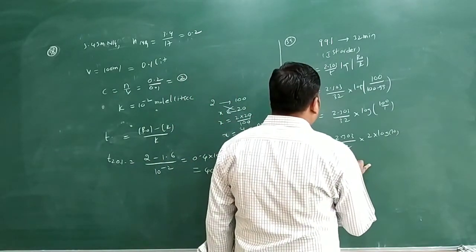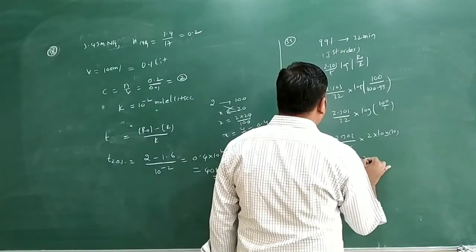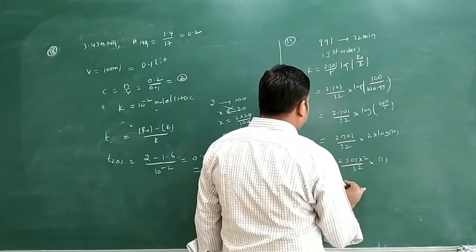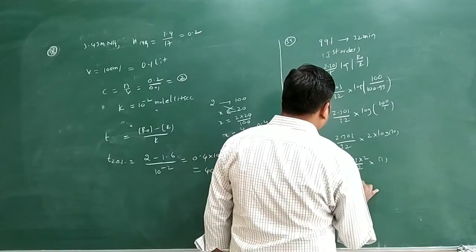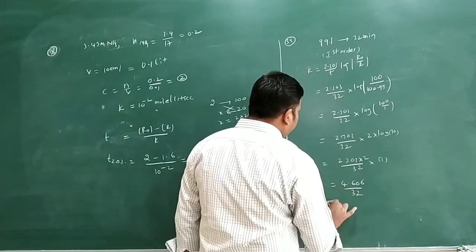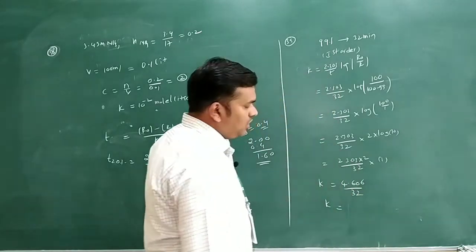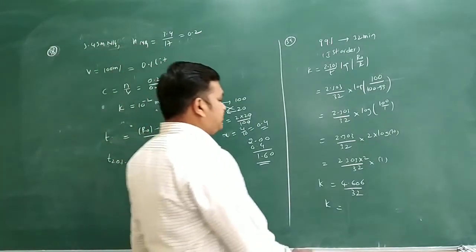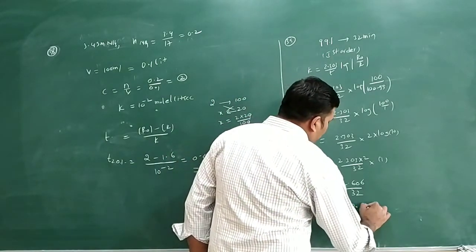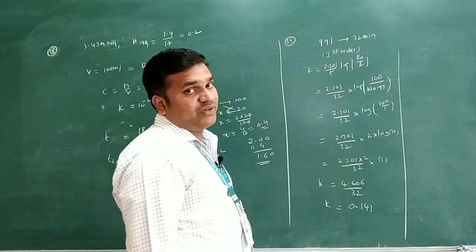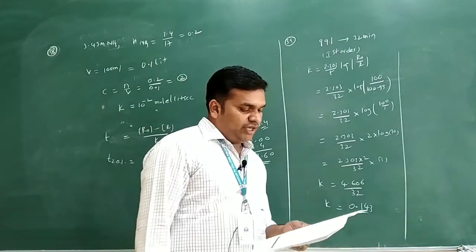So you will get 2.303 into 2 by 32 into log 10, whose value is 1. So you will get 4.606 by 32. We are finding the rate constant. So 4.606 by 32 is approximately 0.143. This is the rate constant. The question is not completed. We are finding the rate constant first, then you can go for T.